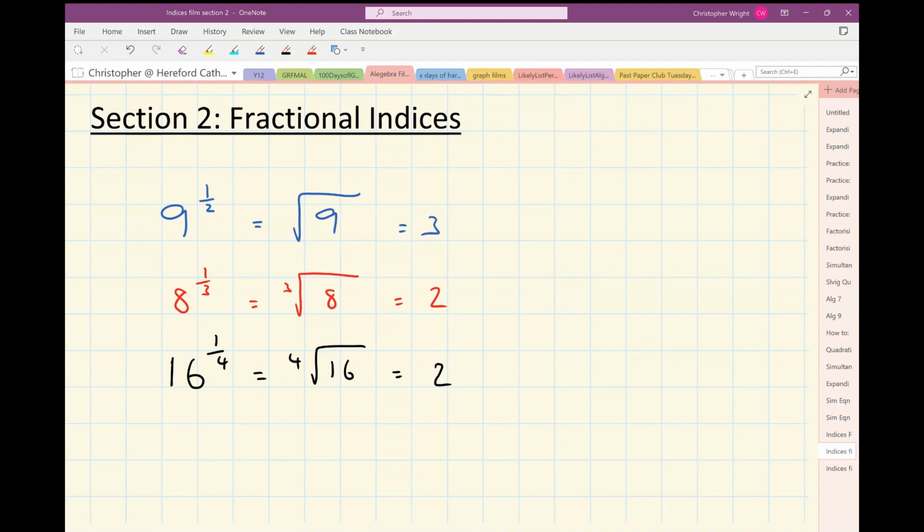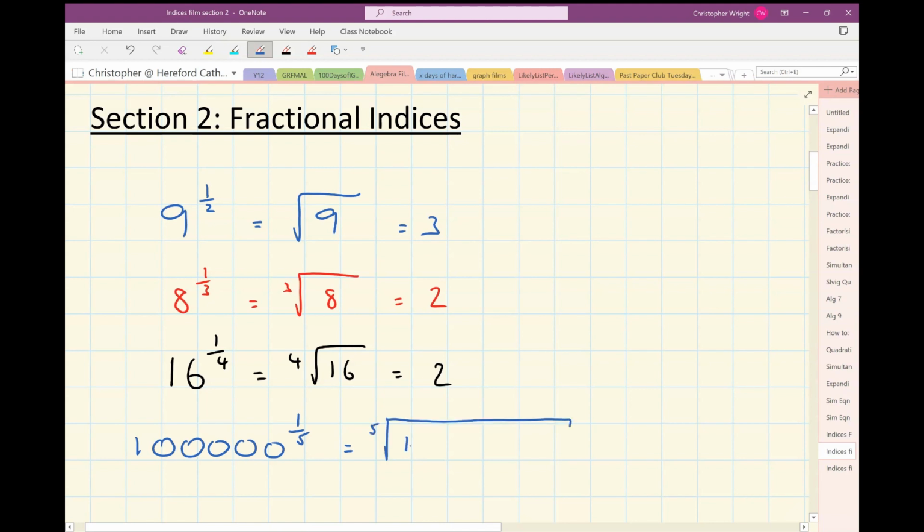Perhaps the fifth root of 100,000. So 100,000 to the power of a fifth would be the fifth root of 100,000, which is 10, because 10 times 10 times 10 times 10 times 10 is 100,000.